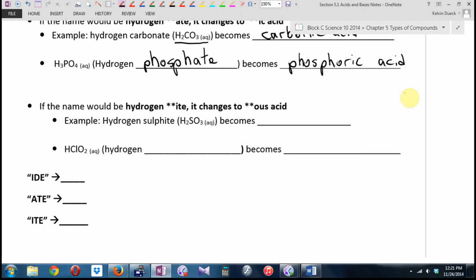So hydrogen sulfite becomes, does it start with a hydrogen? Check. Is it dissolved in water? Check. It's an ite. It's going to become sulfurous acid. Not sulfuric acid, which is something different. Sulfuric acid would be a hydrogen and a sulfate.